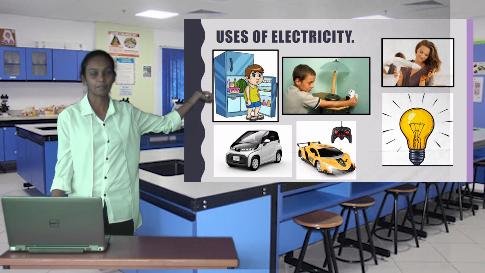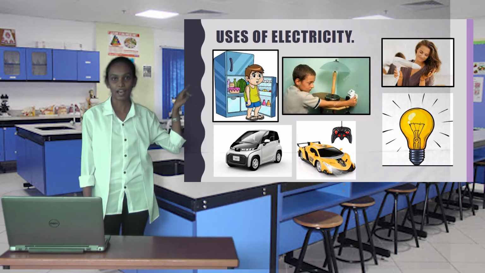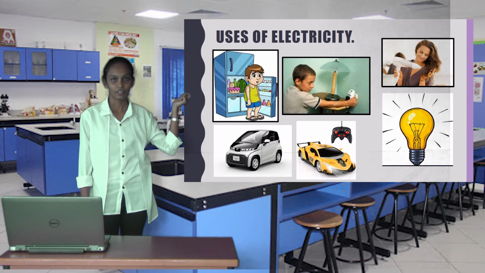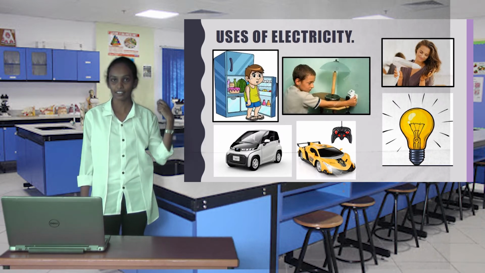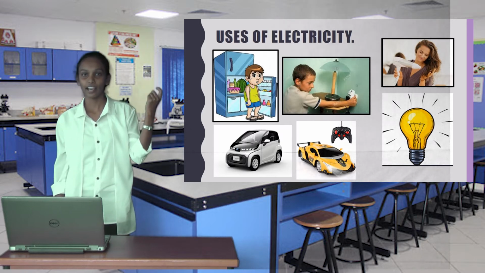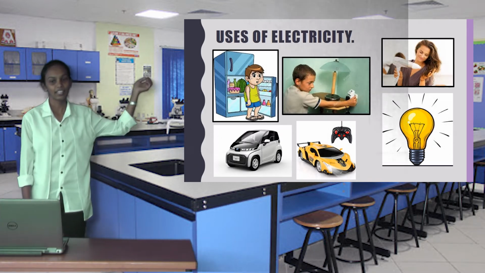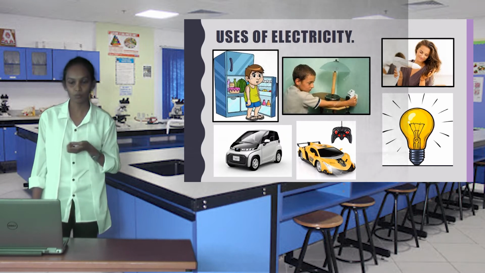You can see there are some examples here. A small boy is switching on the lamp and another boy is opening the fridge, and you can see a girl is drying the hair. She is drying the hair by using the hair dryer. The hair dryer also works by electricity. Okay, now let's see how these electric items work.